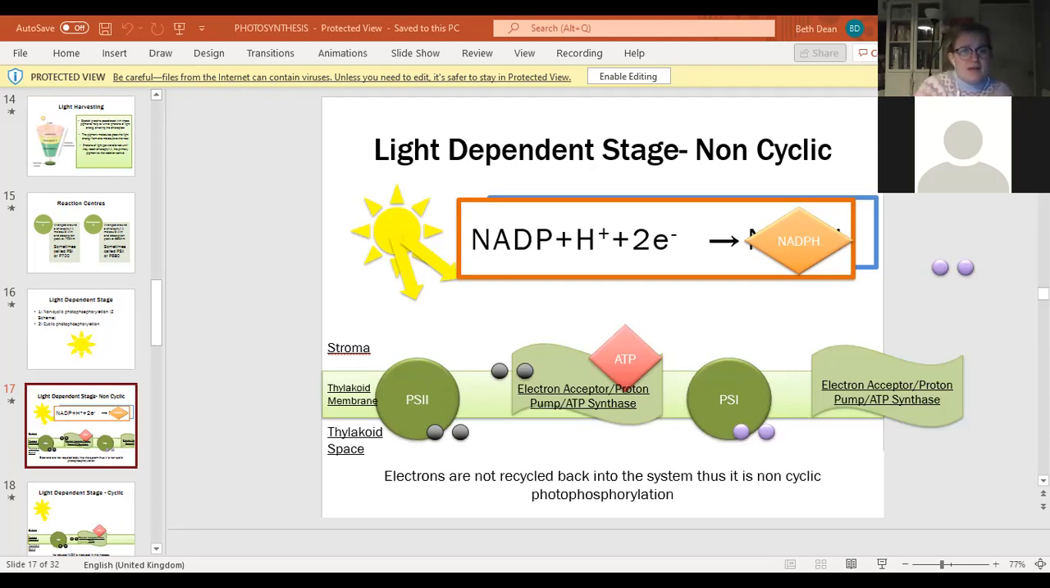Glycerate 3-phosphate is then reduced by ATP and NADPH. And when that happens, that forms 2 molecules of triose phosphate. Carbohydrates and other complex molecules are made, and triose phosphate is then used to form more ribulose bisphosphate.